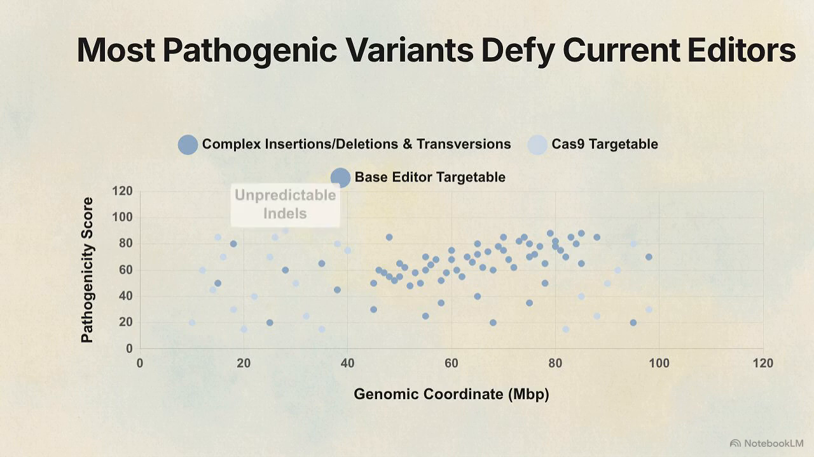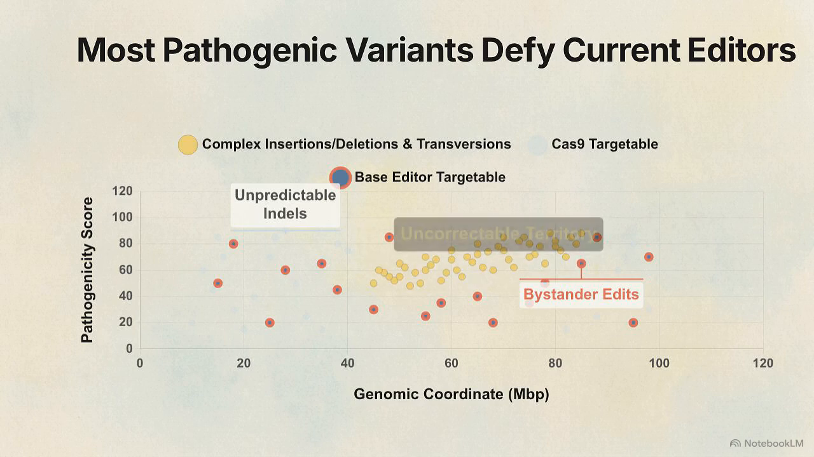Standard Cas9 nucleases relied on double-strand breaks, which trigger a cellular repair process that often results in unpredictable mutations at the target site. Base editors bypassed the double-strand break problem, but they have a limited scope. They are restricted to specific transition mutations, swapping C for T or A for G, and they frequently introduce bystander edits to adjacent healthy bases. This leaves a massive cluster of uncorrectable variants on our map.